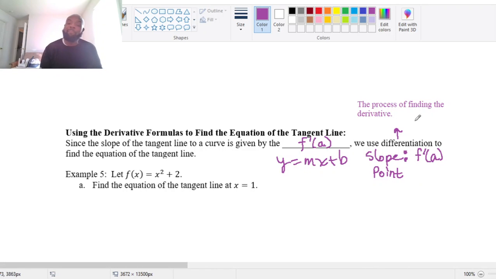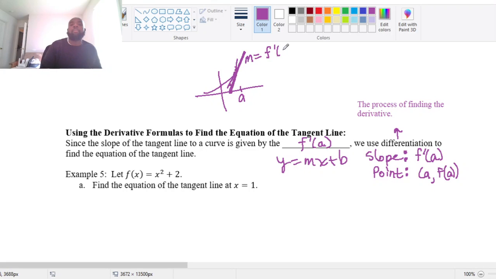And then the point is going to be a, and you can plug that into your function to find your y value. Now, why can you plug in? We want to find the equation of a tangent line when we're given a function. So say we're given a function and we want to find the equation of a tangent line at x equals a. Well, we know that the slope of my tangent line is the derivative at that point. So the slope of this line equals f prime of a.